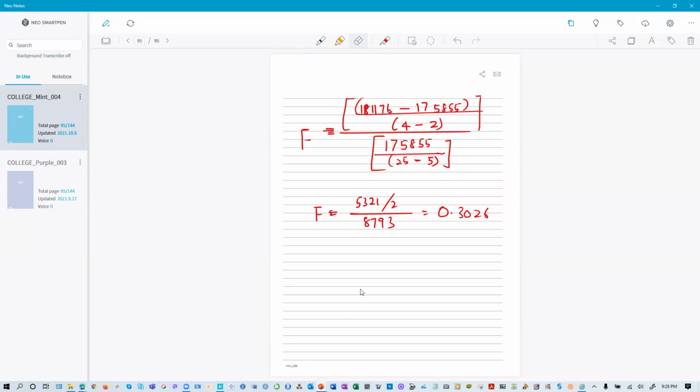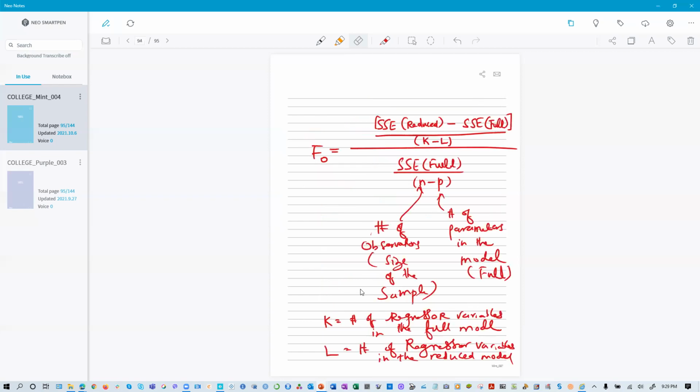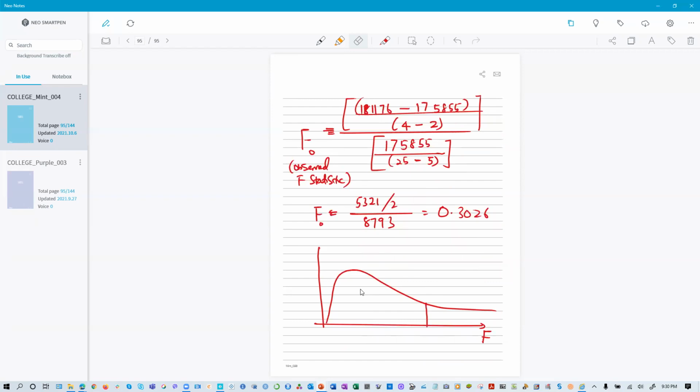You definitely need this to be fitted into something called the F distribution. Not the bell shape this time. This is F. For my convenience, I'm going to put this as the observed F statistic. We calculated that one already. I'm going to put it here, 0.3026, a very small value. See, now what?